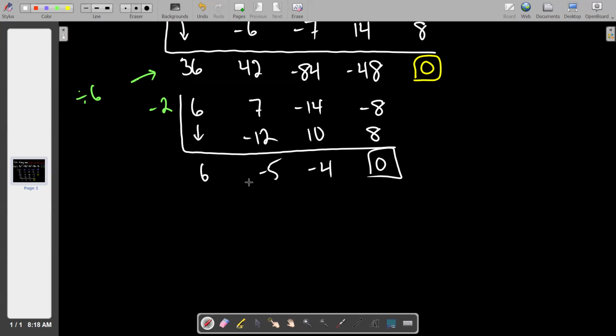So at this point, seeing that they can't all be divided, we go ahead and just construct a quadratic. 6x squared minus 5x minus 4. And sitting here looking at it now, I remember why I wrote this problem. What do you think?